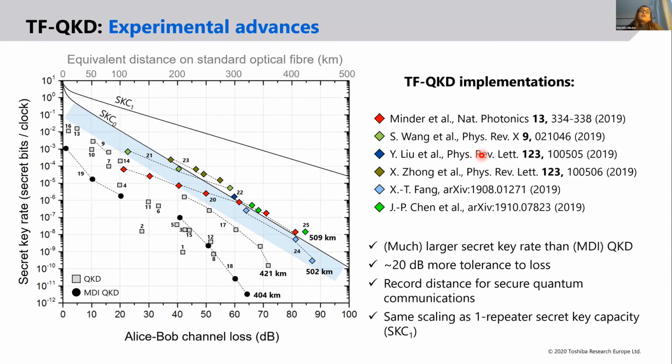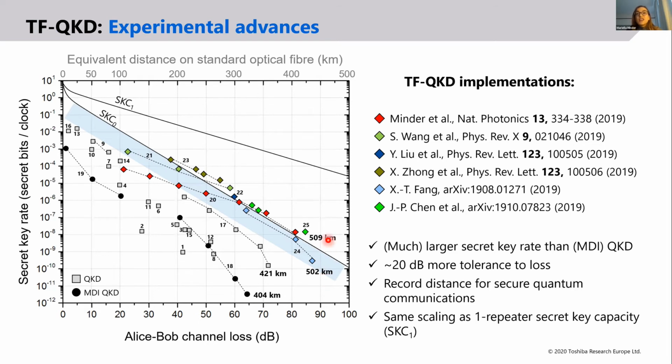However, even though it is quite a challenging protocol, we have seen great results in the past 2 years from different groups. The things we see in this graph, all the colored points are TFQKD results. And it is clear to see that we get much larger secret key rates than we do with MDI QKD, although this still keeps untrusted nodes in the system.